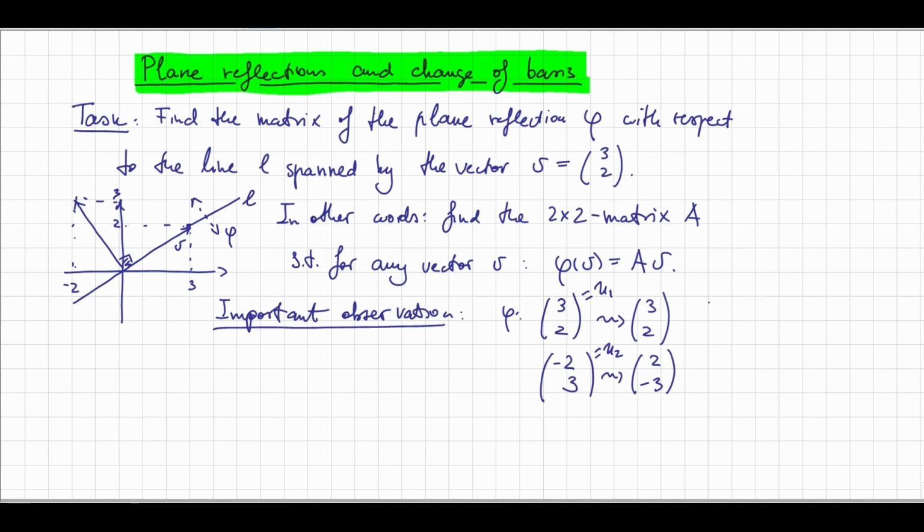And notice that u1 and u2 form a basis. They form a basis because they are not lying on the same line, so they are linearly independent, and of course any two linearly independent vectors in the plane will form a basis. And what we have just noticed is that phi takes u1 to u1 and takes u2 to -u2. We shall now break our derivation in the following 3 steps.